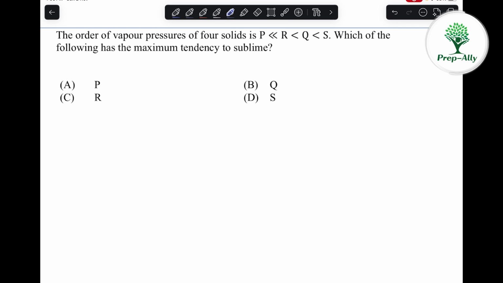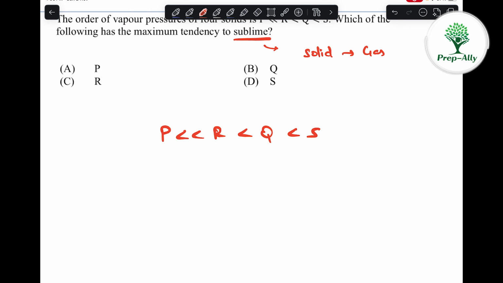The order of vapor pressure of four liquids is given as P, R, Q, and S. So which has the maximum tendency to sublime? What is sublime? It is the direct conversion of solid to gas. So which substance can sublime faster? Which will have a very low boiling point, I can say.